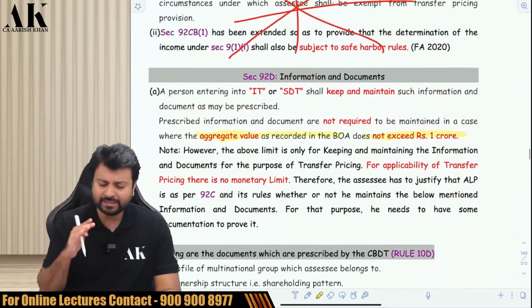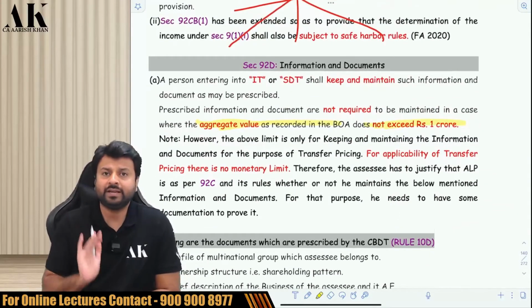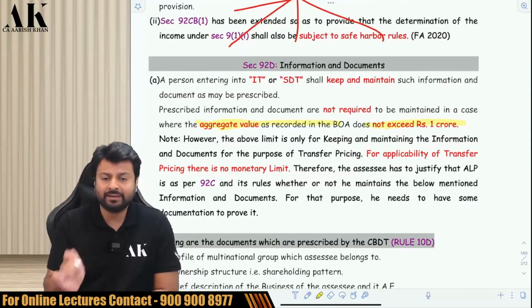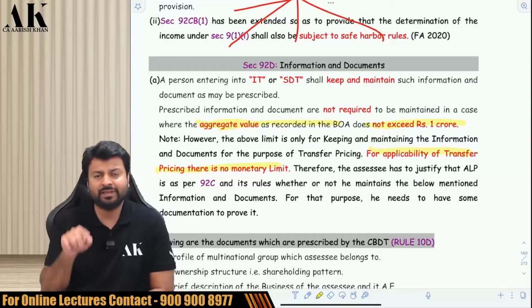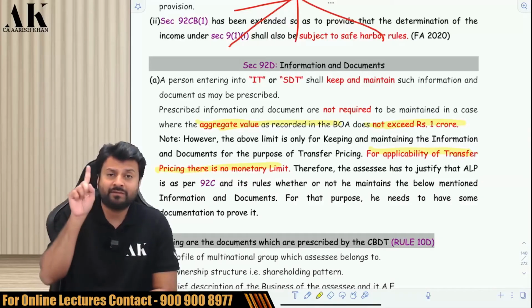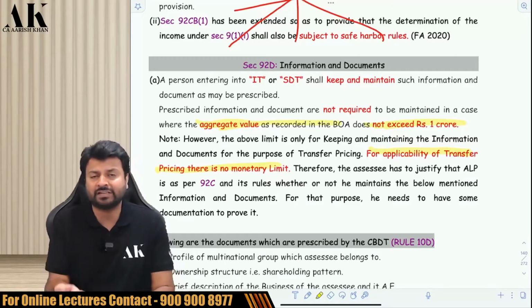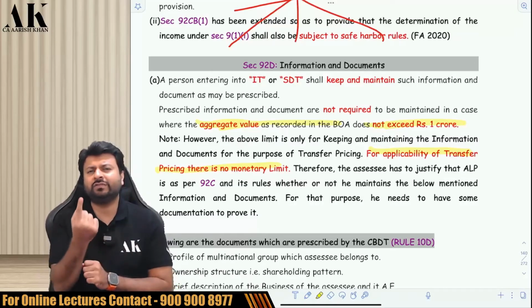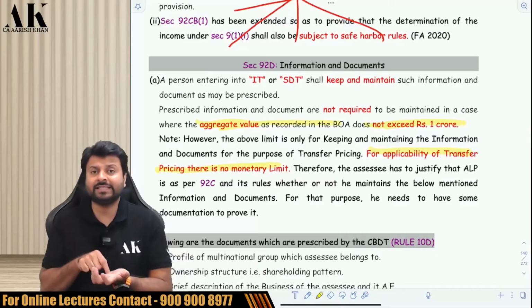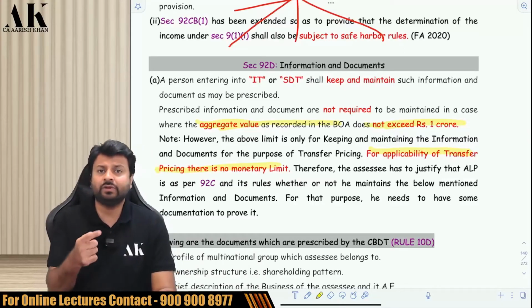Okay, now is it mandatory for everyone? No. This limit of 1 crore rupees is only for keeping and maintaining documentation. For the applicability of transfer pricing, there is no limit. Even if you do a transaction of 10,000 rupees, transfer pricing will be applicable. This limit is only for the purpose of maintaining documents and information. Be very careful. This limit is not for the applicability of transfer pricing. Transfer pricing will always be applicable. So if you are doing a transaction of only 1 lakh rupees, transfer pricing is applicable. In that case, you have to maintain at least some minimum documents with which you can justify how you have computed the arm's length price.